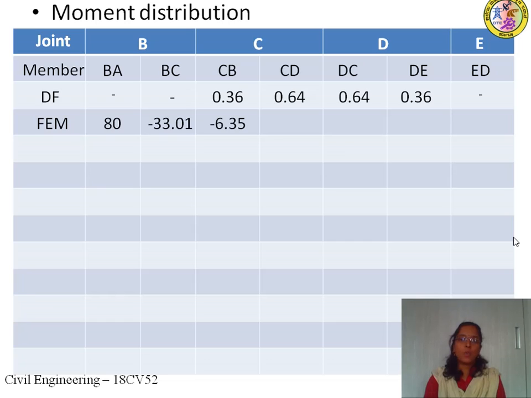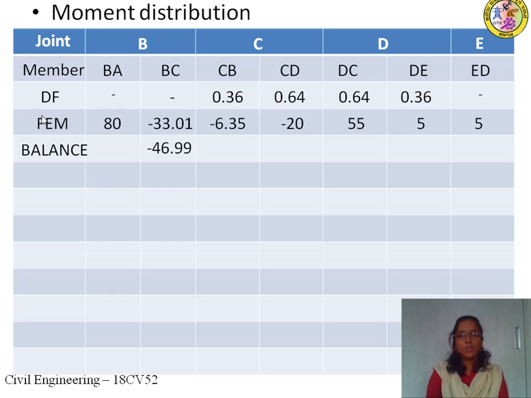MFCB is minus 6.35, MFCD is minus 20, MFDC is plus 55, MFDE is plus 5, and MFED is also equal to plus 5. So now in this given problem, at end E we have a simple support, and at joint B we have an overhanging portion. So first we will balance joint B as well as joint E. Okay, so let us balance it first. So the first step is balancing of joint B and joint E.